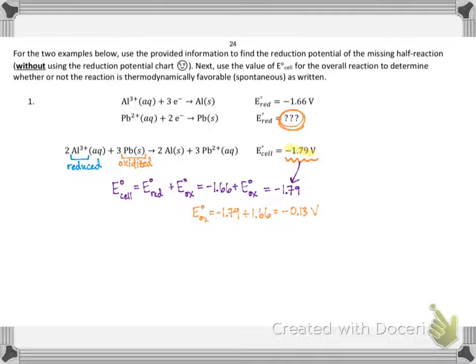Now here's where you have to be careful. That is the oxidation potential, but that's not what we were looking for. We were looking for the reduction potential for when lead 2+ is being reduced. So, easy peasy, we just flip the sign. That's it, not too bad.